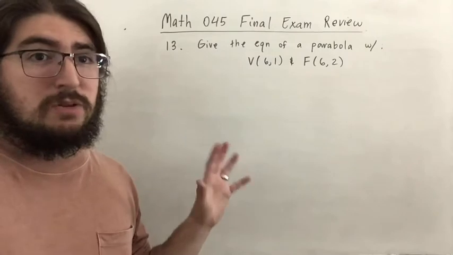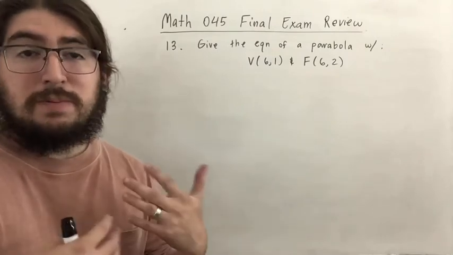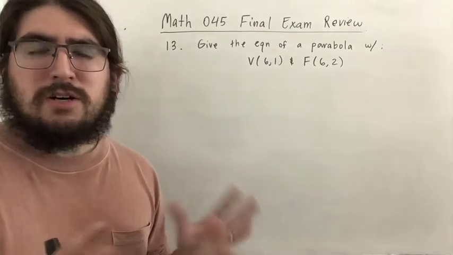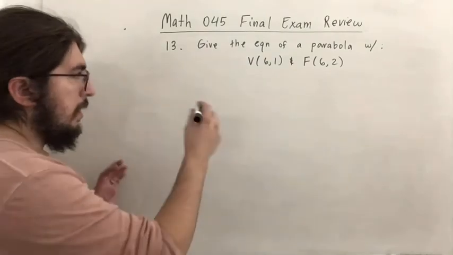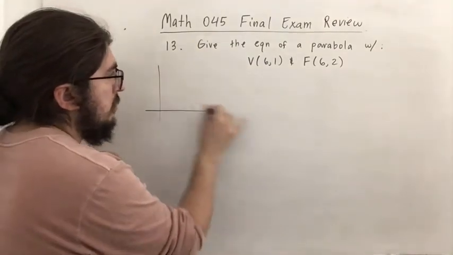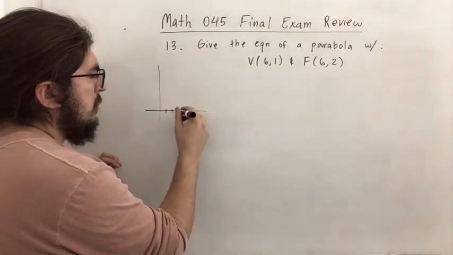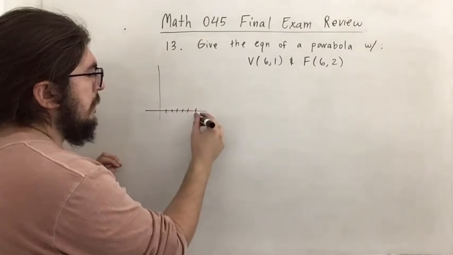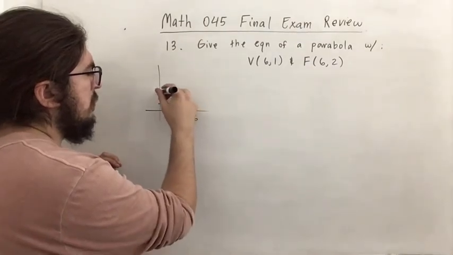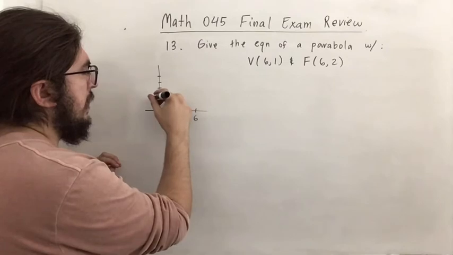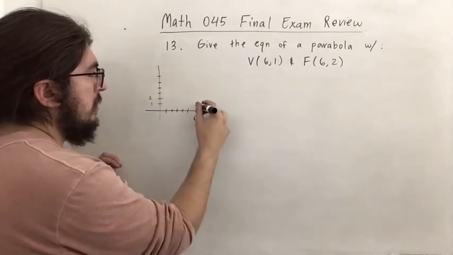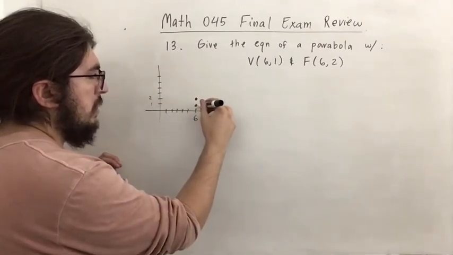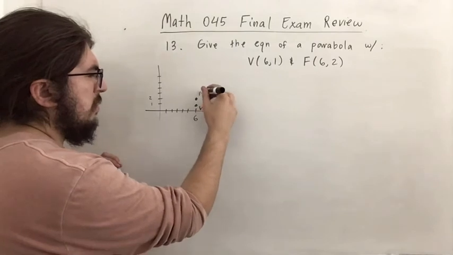So you can actually do this without graphing. That's kind of what I'm trying to say, but it's a little hard to follow, right? So let's graph and plot these points. So if we do that, 6 comma 1, 1, 2, 3, 4, 5, 6, yep. And then 1, 2, 3, 4, 5, 6, let's say. So we only need 1 and 2 though. So that's 6, 1 and that's 6, 2. That's our vertex and that's our focus.